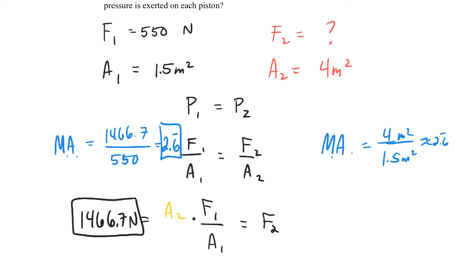You need to know your area formulas. You need to know that the area of a piston that's a circle is pi r squared. If it's a rectangular piston, it's side times side. We need to know our geometric area formulas for circles and squares. I mean, that's pretty basic.